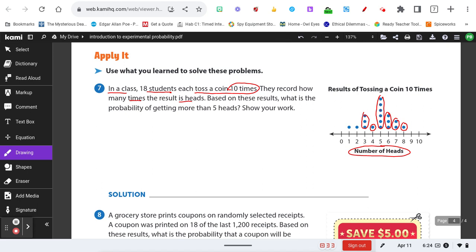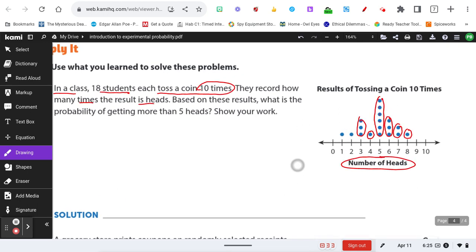All right. So it says, what is the probability of getting more than 5 heads? So I'm going to look at all 18 of the students. You're not just going to count the dots for the trials, okay? I know they flipped them 10 times each, but we're looking at out of the 18 students, that's 1, 2, 3, 4, 5, 6, 7, 8, 9, 10, 11, 12, 13, 14, 15, 16, 17, and 18 guys. So there are 18 trials.